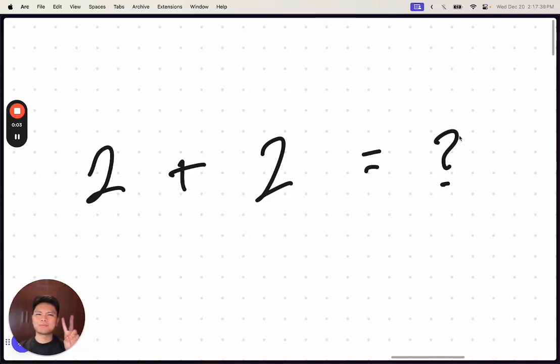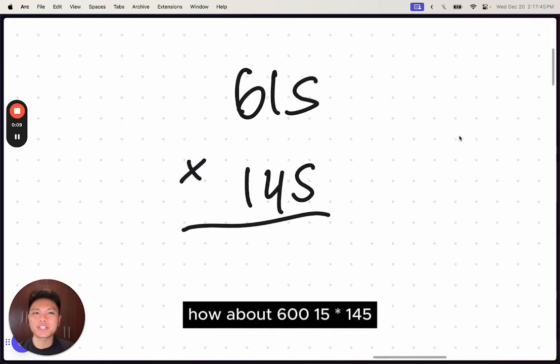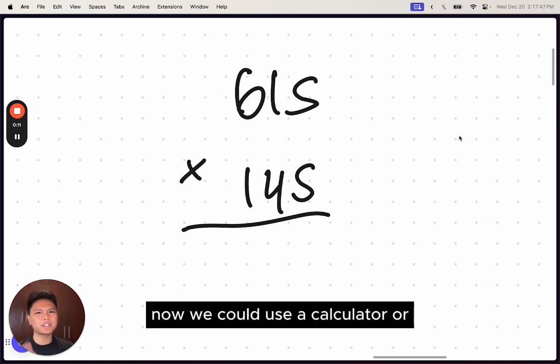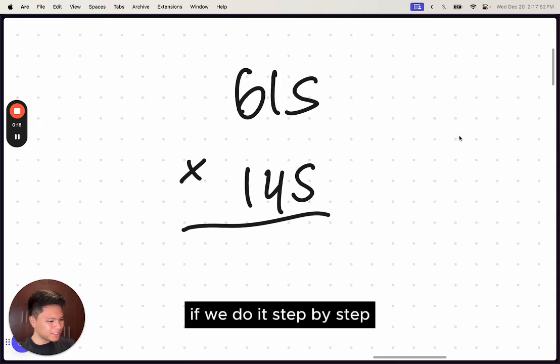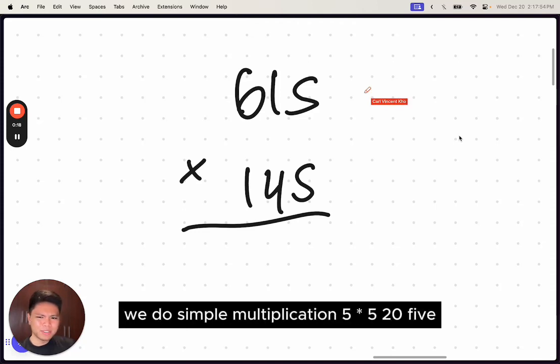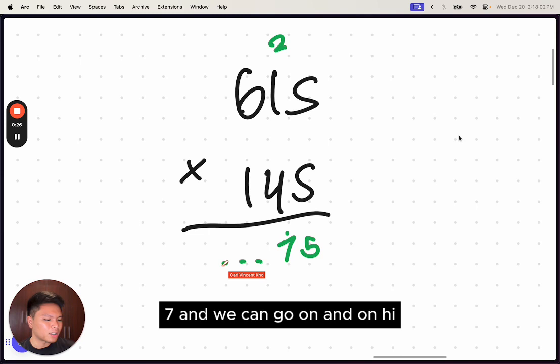What's 2 plus 2? 4. Easy, right? How about 615 times 145? Now we could use a calculator or we could do it step by step. If we do it step by step, we do the simple math. We do simple multiplication. 5 times 5, 25. Bring over 2, 5 times 1, 5, plus 2, 7, and we could go on and on.